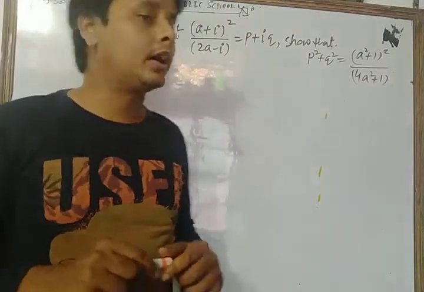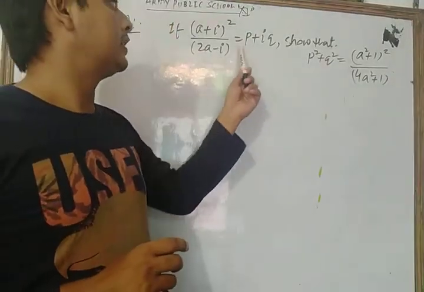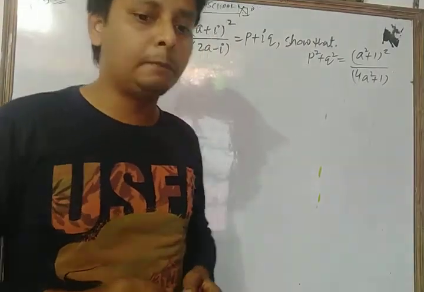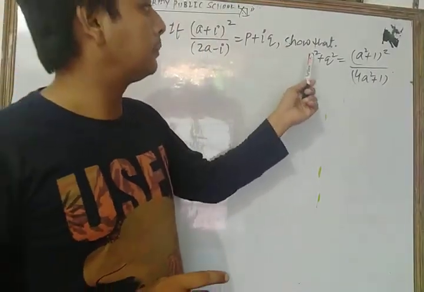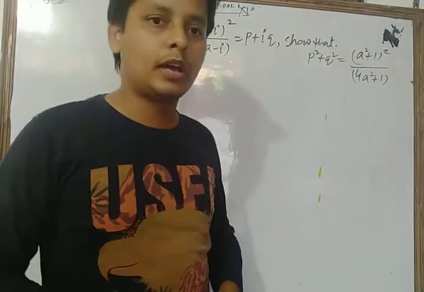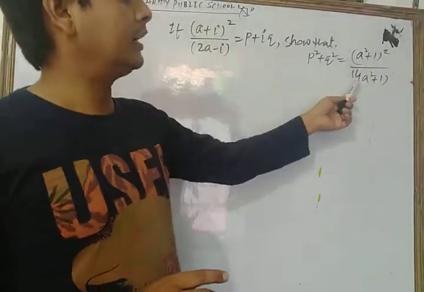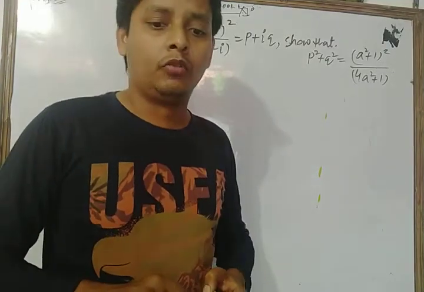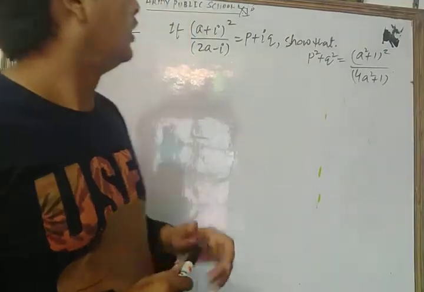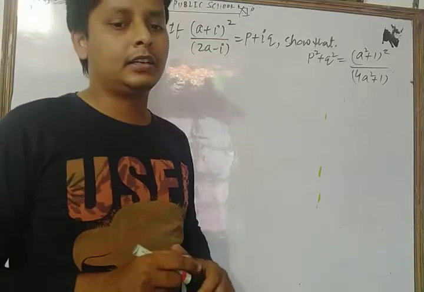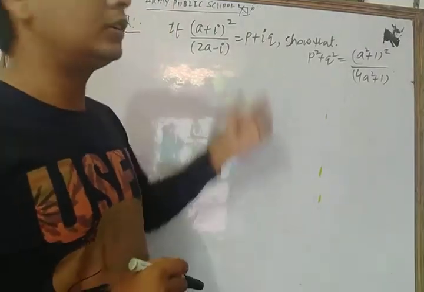We have that if (a + i)² / (2a − i) is equal to p + iq, then we have to show that p² + q² = (a² + 1)² / (4a² + 1). Now, dear students, first of all let us solve the given question in this way.